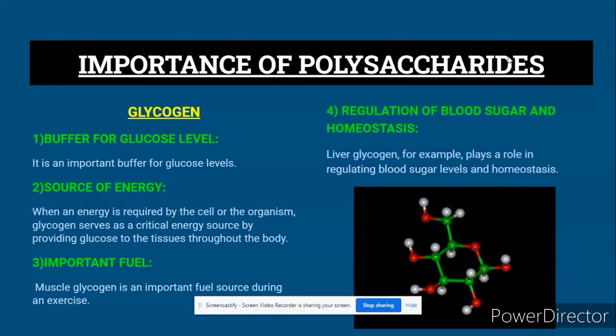Glycogen. Glycogen has various importance, some of which are that glycogen is an important buffer for the glucose level. Also, when energy is required by the cells or the organism, glycogen serves as the critical energy source by providing glucose to the tissues throughout the body. Muscle glycogen is an important fuel source during exercise, and it also plays an important role in the regulation of blood sugar and homeostasis.